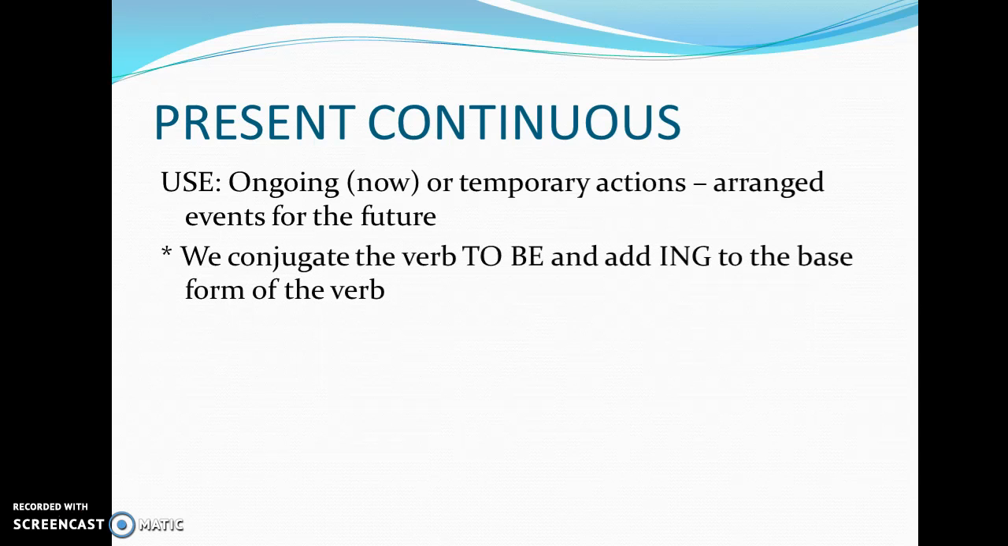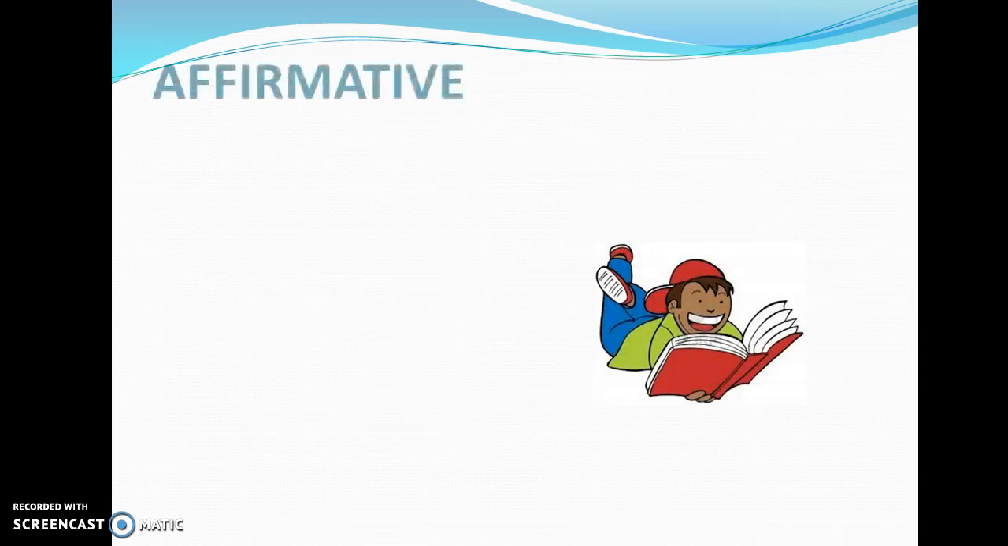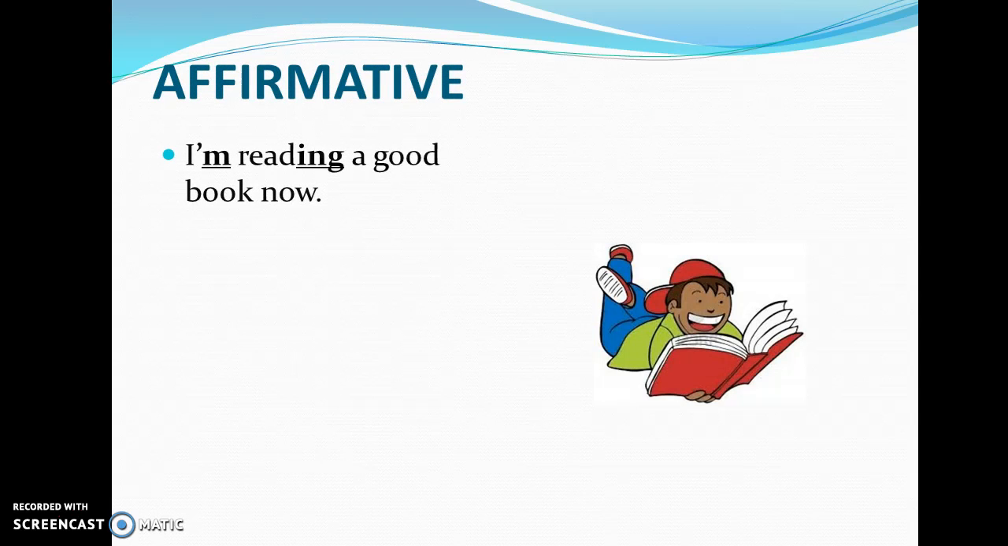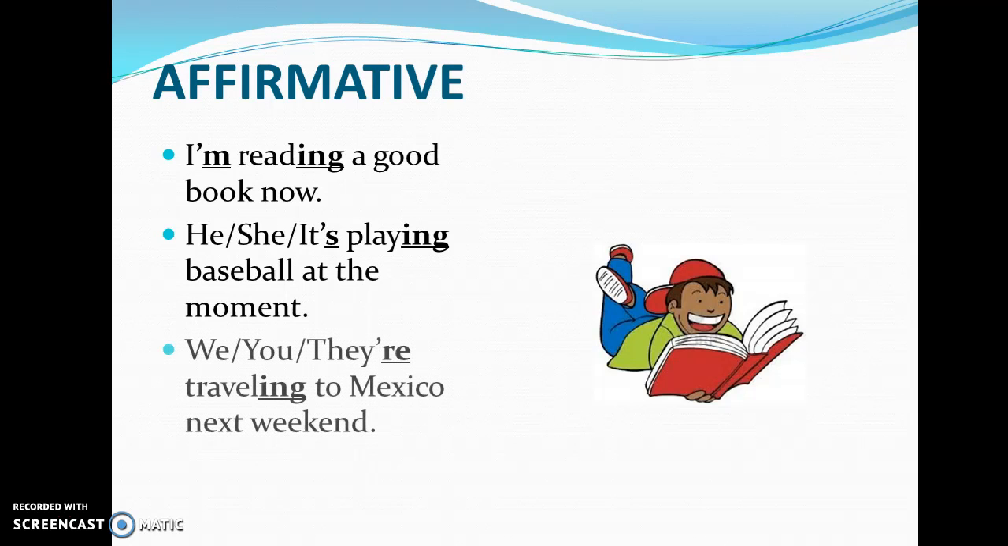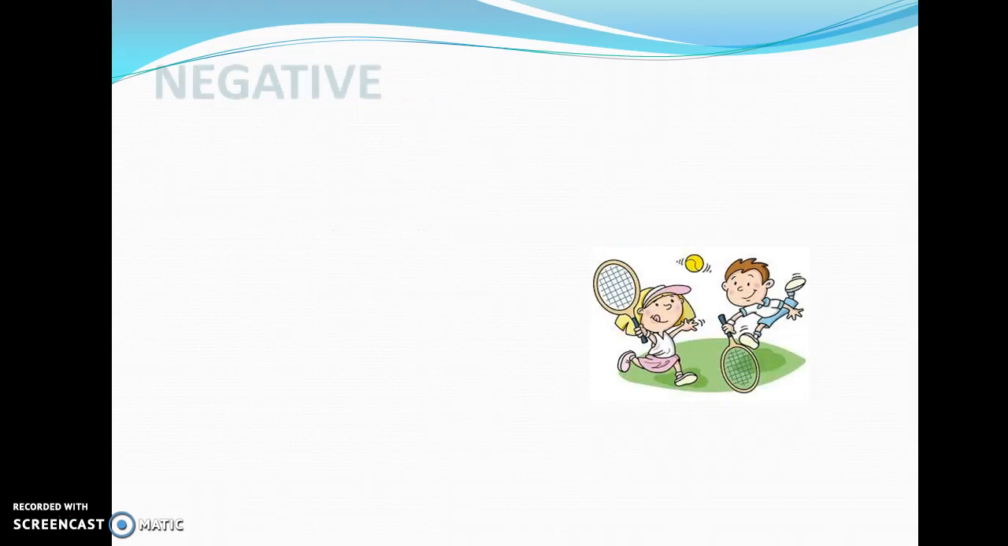Here we use the verb to be and the main verb plus ing. In the affirmative form, we have these examples. I'm reading a good book. The verb to be, I'm, am, the contraction, and ing after the main verb. He, she, it is, or he's, she's playing baseball at the moment. Ing after the main verb and the verb to be for he, she, it. We, you, they are, in this case the contraction, traveling to Mexico next weekend.